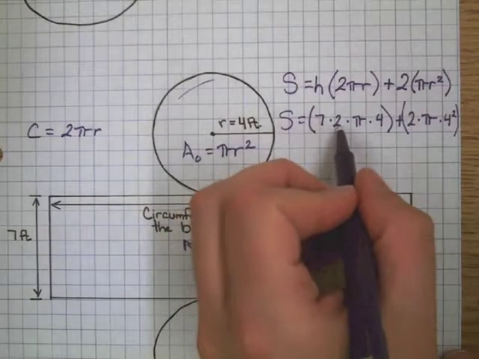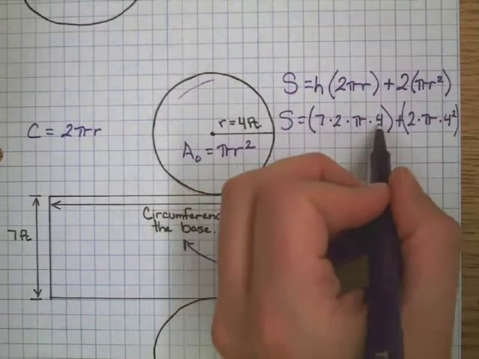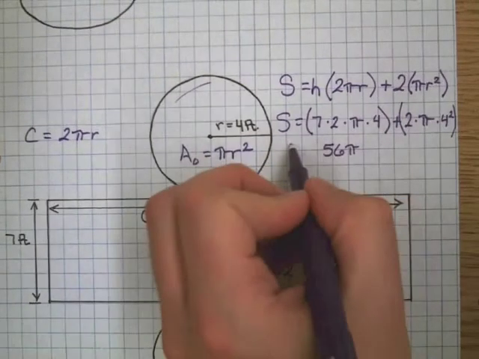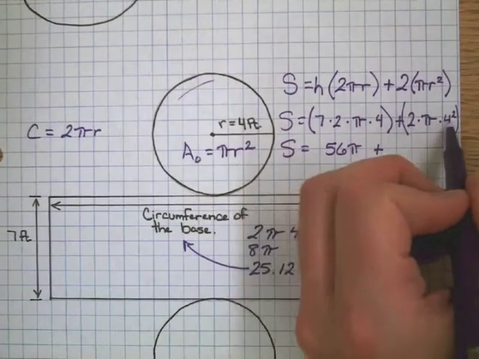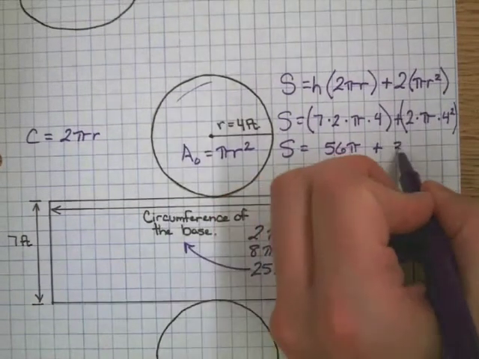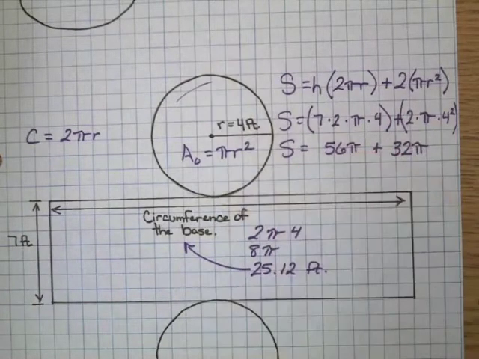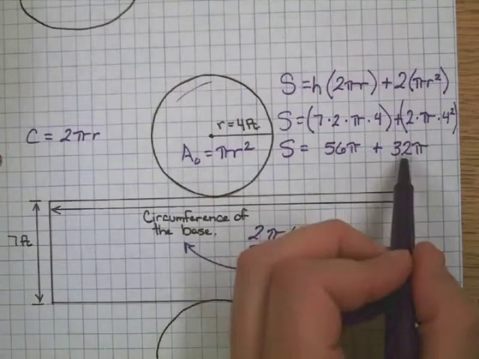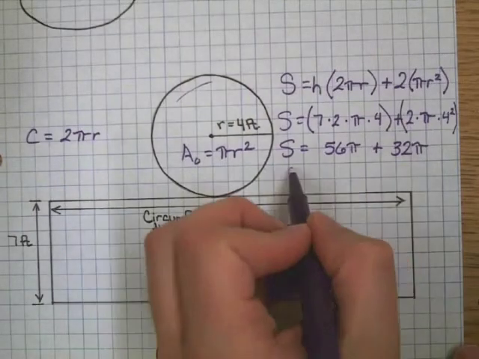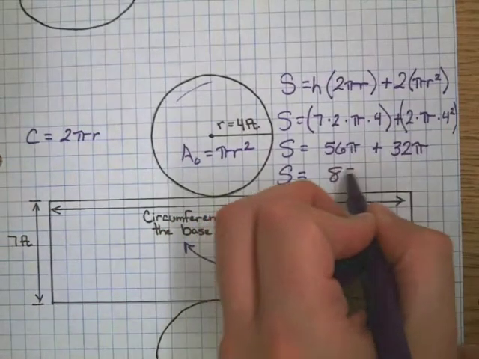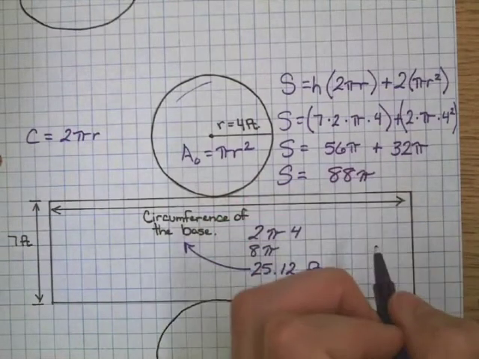We can do 7 times 2, which is 14, and 14 times 4, which is 56. So 56 times pi plus 4 squared is 4 times 4, which is 16, and 16 times 2 is 32. And I still have my pi here. So I have 56 times pi plus 32 times pi. Since I'm multiplying both of these by pi, I can add them together and say that the surface area is equal to 56 pi plus 32 pi, which is 88 pi, or 88 times pi.